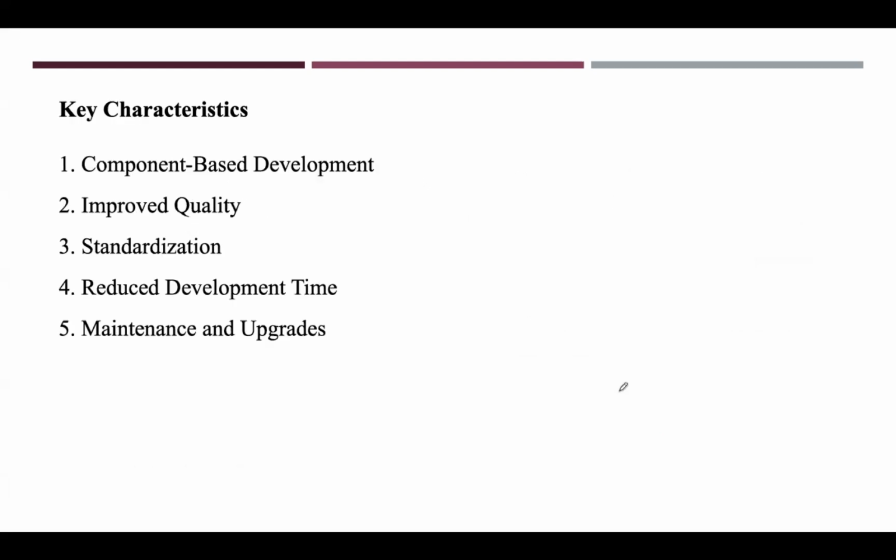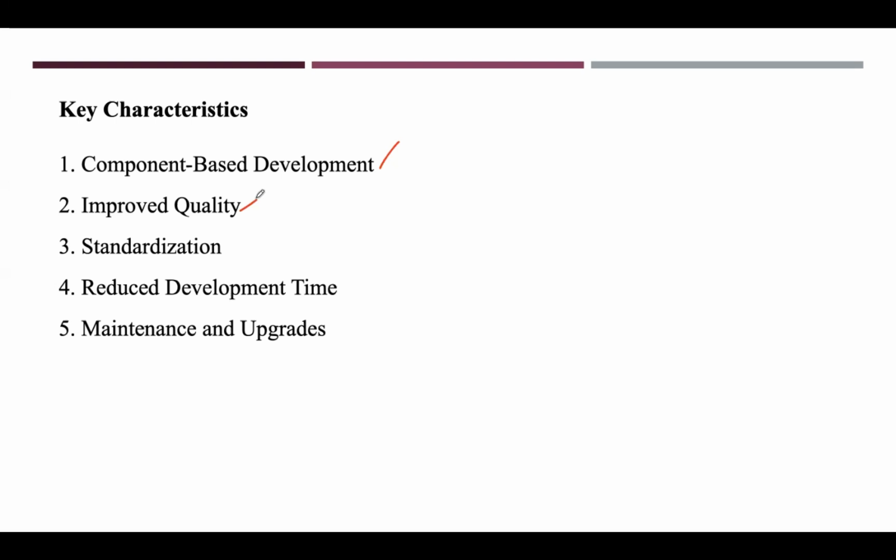Coming to the key characteristics of the reuse oriented model, the first one is component based development. Software is often developed using pre-built modular components that can be independently tested, updated, and replaced. These components are mainly designed to be generic and flexible so that they can be used across various projects or systems. Then improved quality.